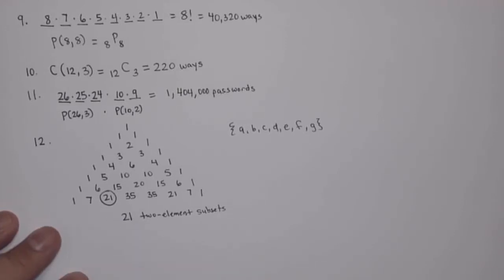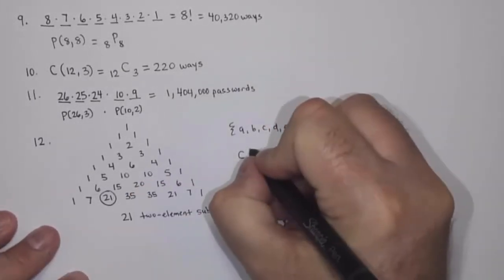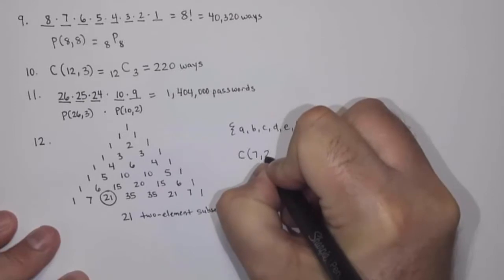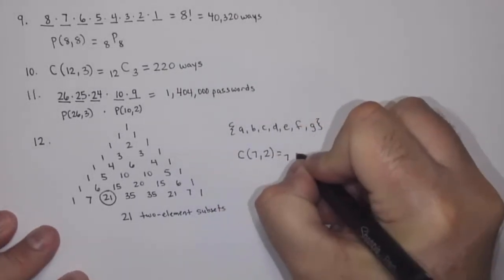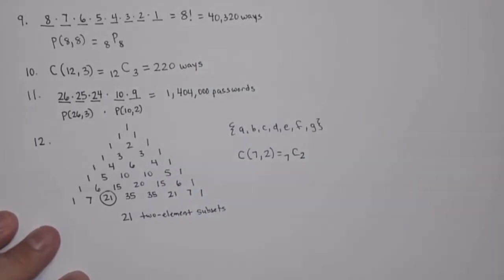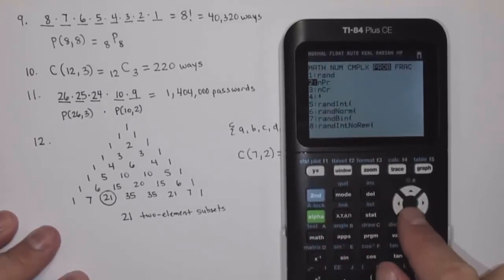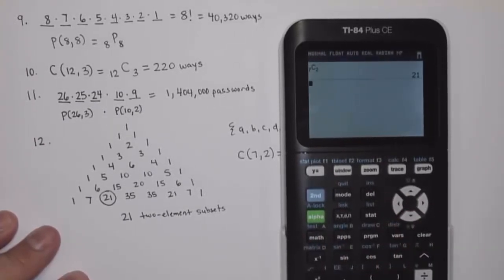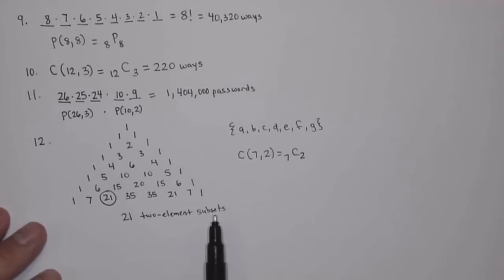Incidentally, that would also be the combination of 7 choose 2. So I could not use Pascal's triangle. I could find the combination of 7 choose 2, or again, I could write that this way, and that would also give us an answer of 21. So just to show you, that gives me the answer of 21. So if you'll remember, Pascal's triangle and combinations are very related.